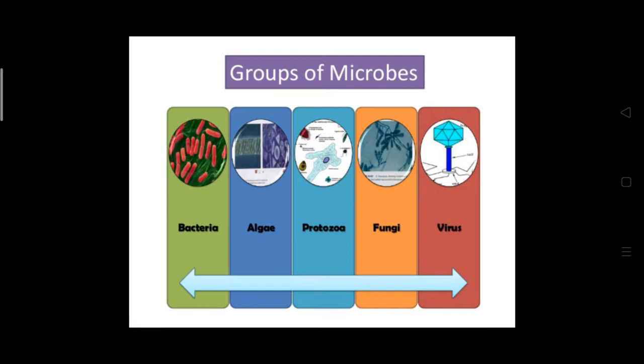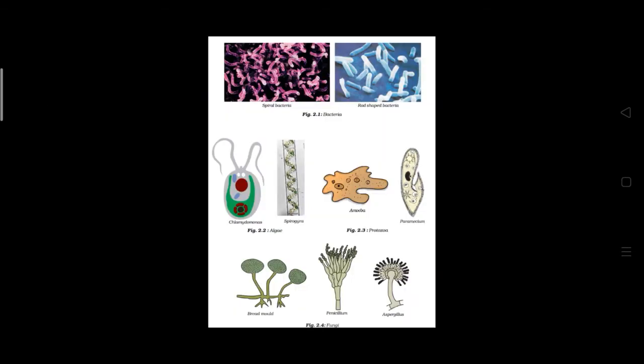Microorganisms are classified into 5 major groups. These groups are bacteria, algae, protozoa, fungi and virus. Some of these common microorganisms are shown here. The first group of microorganism, bacteria. There are different varieties of shapes. Different types of bacteria are there. And next is algae. Algae are autotrophic. They can perform photosynthesis and prepare their own food.